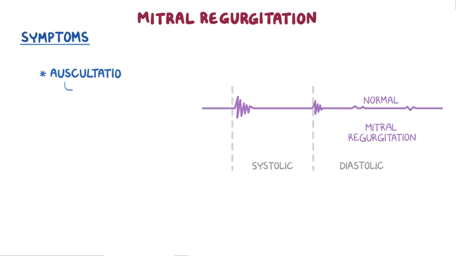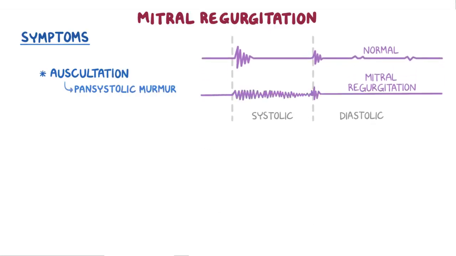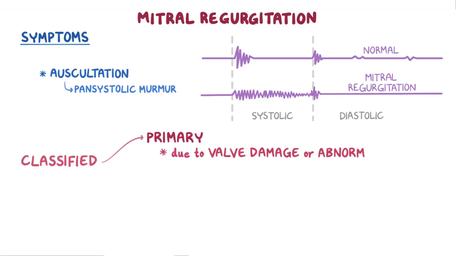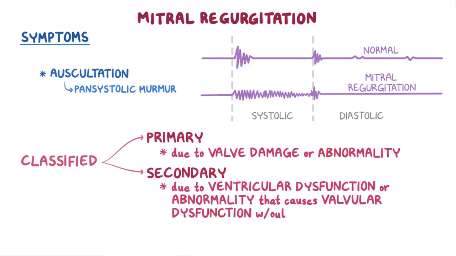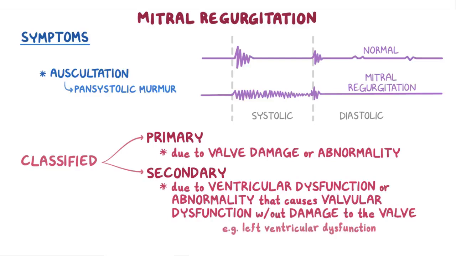Upon auscultation, a pansystolic murmur can be heard. Mitral regurgitation is classified as either primary when it's due to valve damage or abnormality, or secondary or functional when it's due to a ventricular dysfunction or abnormality that causes valvular dysfunction without damage to the valve itself, such as left ventricular dysfunction or dilation.